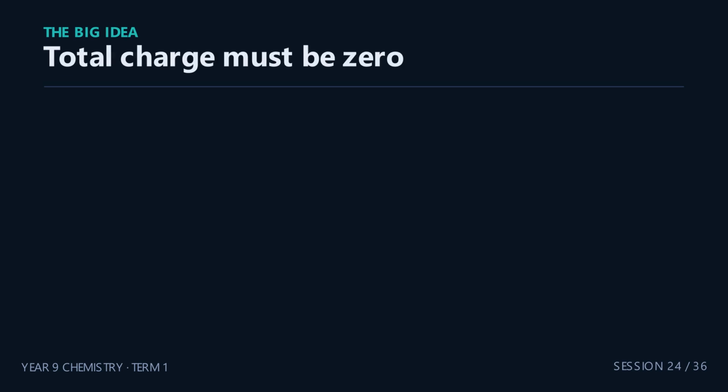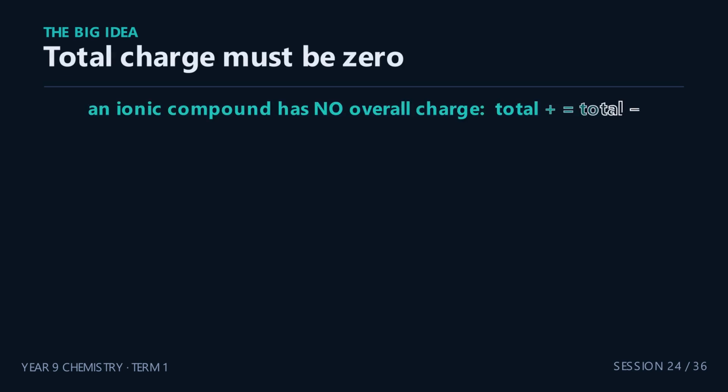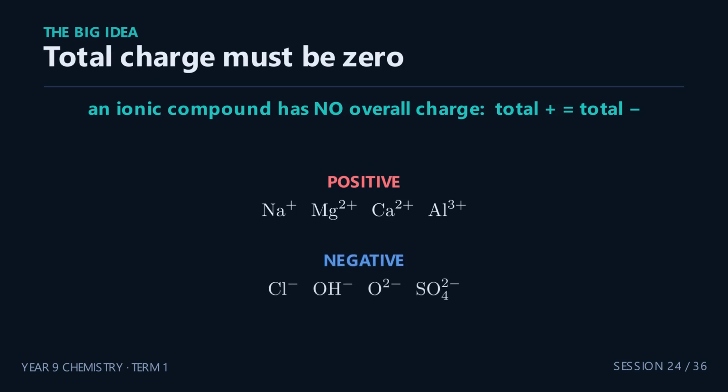Here's the single big idea behind every ionic formula. An ionic compound has no overall charge. The total positive charge must exactly cancel the total negative charge. That's it. Let's meet our common ions. On the positive side, sodium is 1+, magnesium and calcium are 2+, aluminium is 3+. On the negative side, chloride and hydroxide are 1-, oxide and sulfate are 2-. Learn these charges because they're the ingredients for everything we build next.